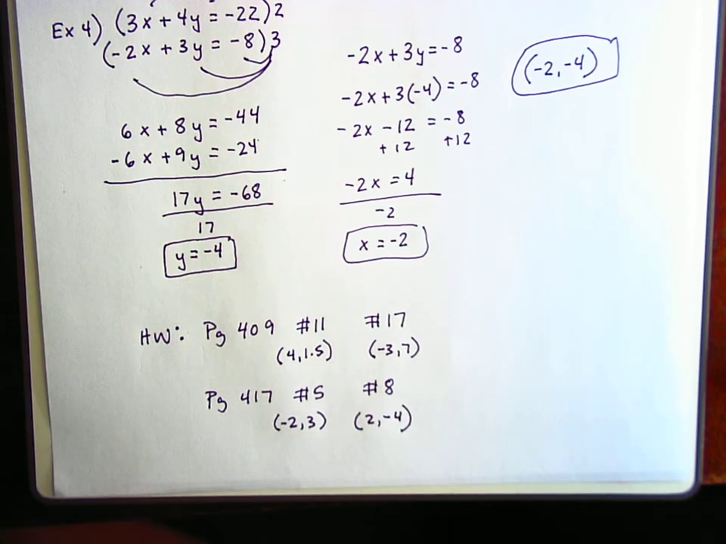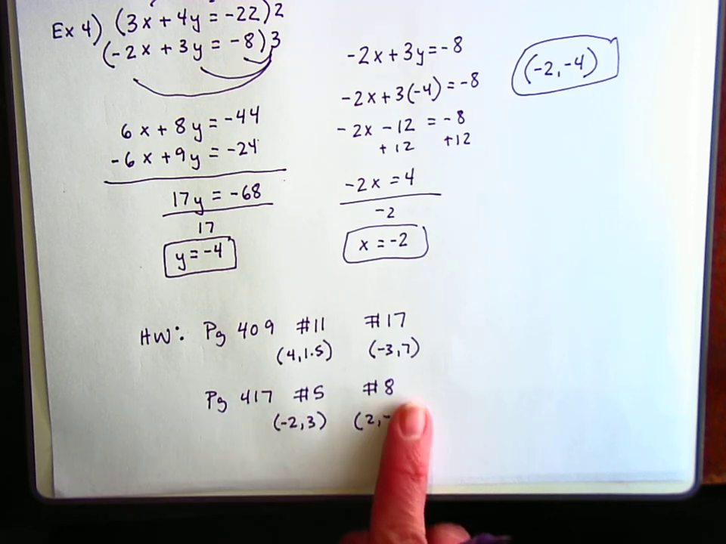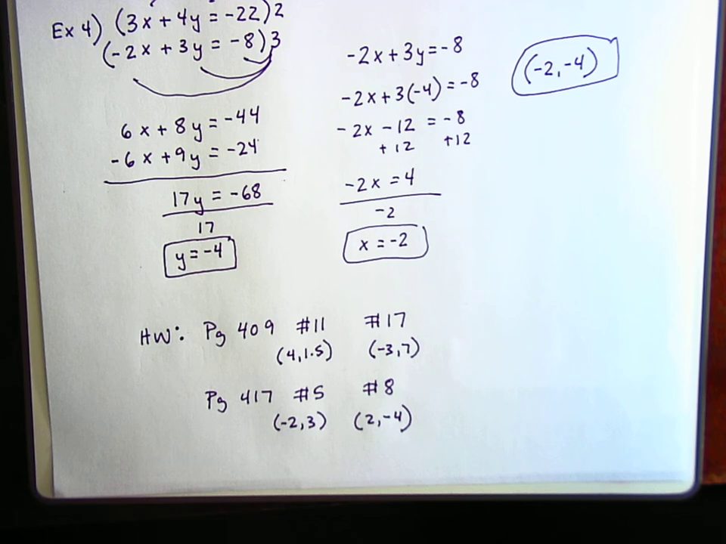Okay, so there's the answers. The homework is page 409, number 11. The answer is 4 and 1.5. And then number 17, which is negative 3, 7. And then jumping to page 417, we're going to do number 5 and number 8. The answer to number 5 is negative 2, 3, and the answer to number 8 is 2, negative 4. Let me just recheck those answers, make sure.